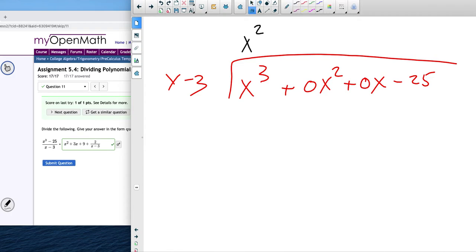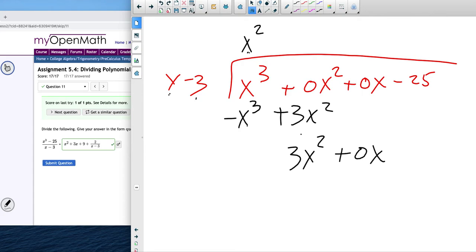X squared, take x squared times these two. I get x cubed minus 3x squared. Right? This times this goes here. This times this goes here. Change the signs and add. 3x squared plus 0x, bring down the 0x. Okay, how many times is x going to 3x squared? It goes in there 3x times.